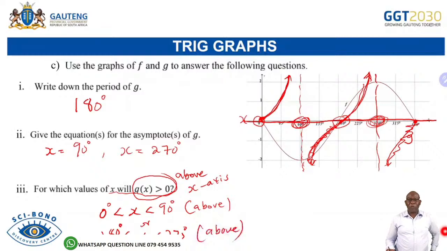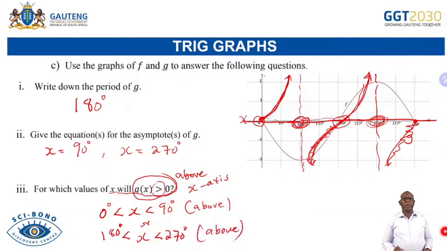If they ask me about where the graph is below, it will be from 90 to 180, but 90 is not included. It is from after 90 that the graph starts. It's above the x-axis. So after 0 degrees there, the graph is above. That's why there's no equal sign here. You don't see any equal sign where I've put this. Okay, so the graphs are above the x-axis.